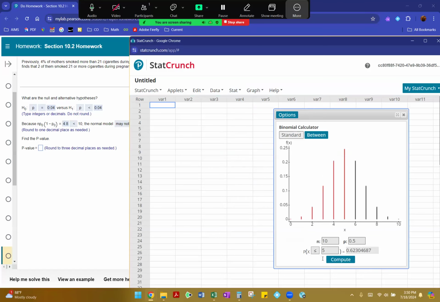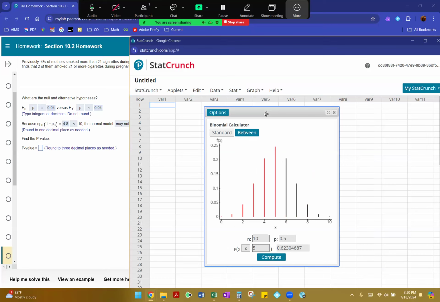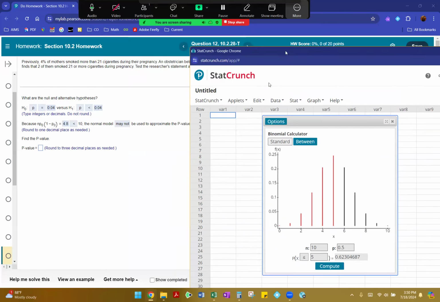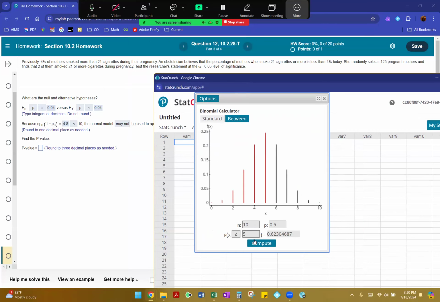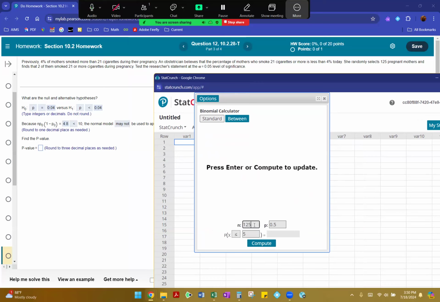So I'm going to click on binomial, and it looks like I've got some previous numbers in there. I think it fills in automatically when you click on that. So just going to plug in our numbers. Remember, our n value is 125 pregnant mothers. Our probability is 4%. So again, remember that's a decimal of 0.04.